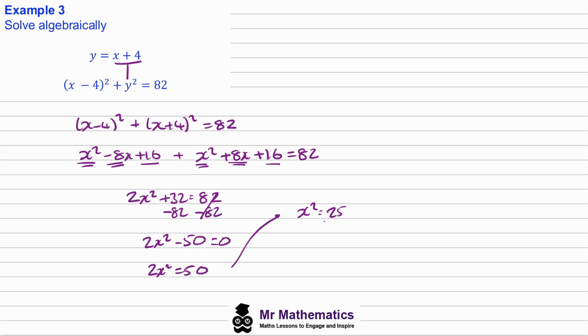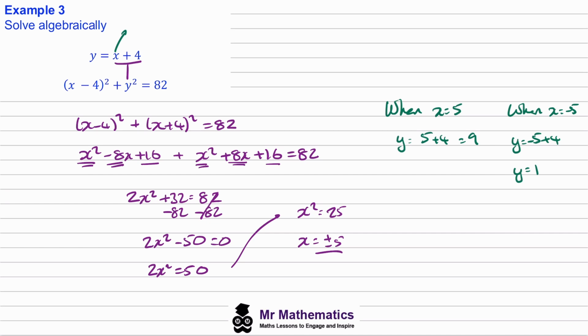Now we can take the square root of both sides. So x will equal plus or minus 5. When x equals positive 5, we can work out the y value. This will be 5 plus 4, so y will be equal to 9. And when x equals negative 5, y will equal negative 5 plus 4, so y will equal positive 1. So the points where these two equations intersect are at 5 and 9, and negative 5 and positive 1. Let's try one more question.